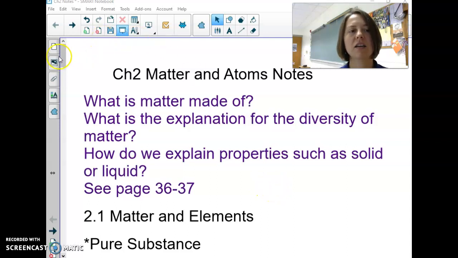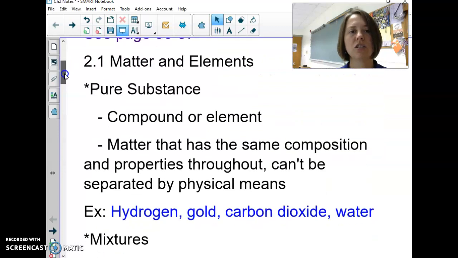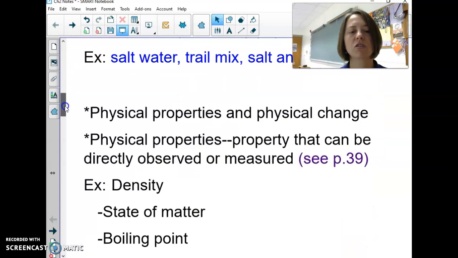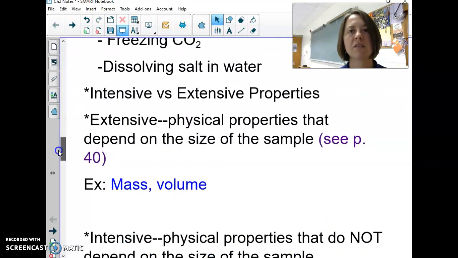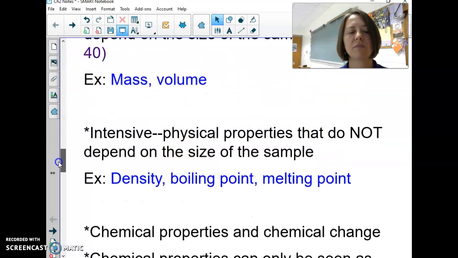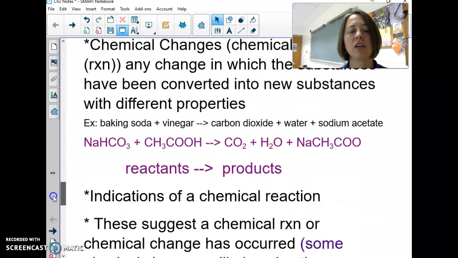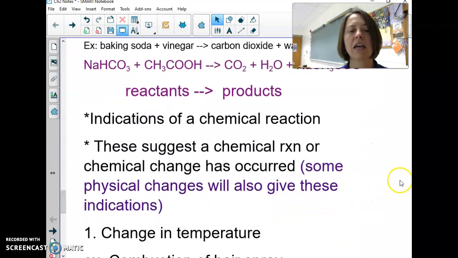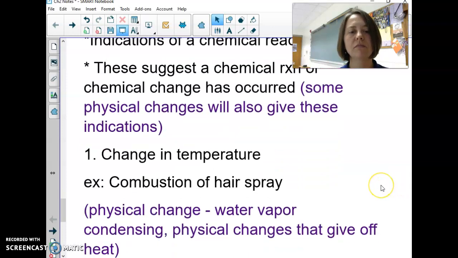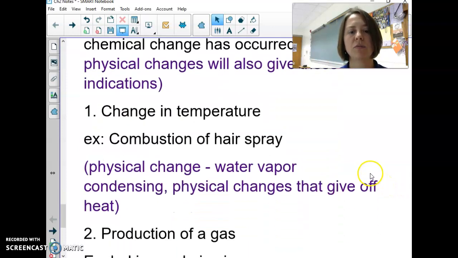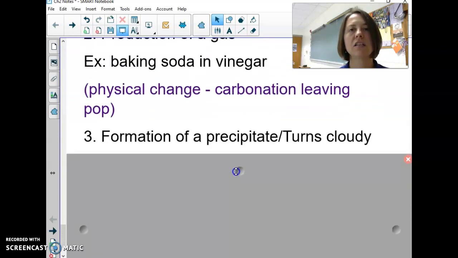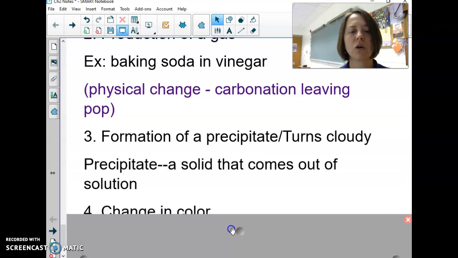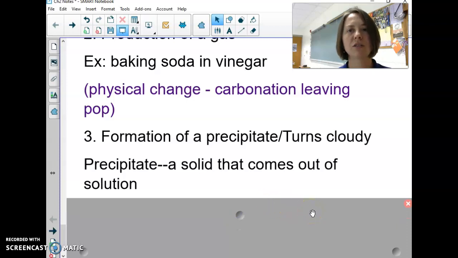So previously on Part 1, we started the chapter, talked about pure substances, mixtures, physical properties, physical changes, intensive and extensive physical properties, chemical properties, chemical changes, and then we were talking about indications of a chemical reaction. We know that one is a change in temperature, a second is the production of a gas, and then the third is the formation of a precipitate or if the solution turns cloudy. So a precipitate is a solid that comes out of solution.